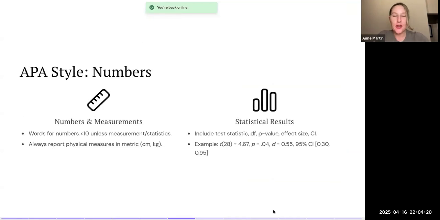When it comes to numbers, after you have completed research and you are presenting the results, APA style has specific guidelines for how to go about reporting the numbers, like using words for numbers unless it is greater than 10, using the metric system when reporting your measurements, and then including your particular test statistic. So here are some examples of what that might look like.